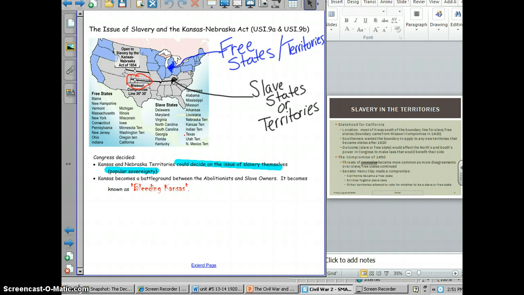The disappointment about the Kansas-Nebraska Act and Bleeding Kansas was even shown in the U.S. Congress, where there was a beating between two congressmen. Senator Charles Sumner was beaten almost to death by another congressman from the South because of Charles Sumner's supposed verbal attack on the South.